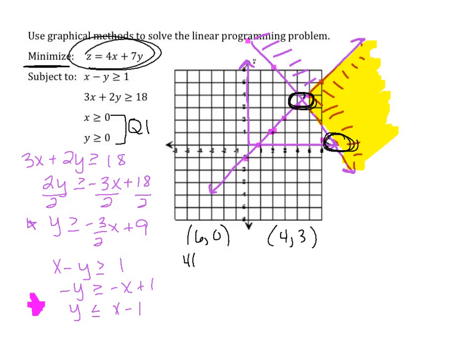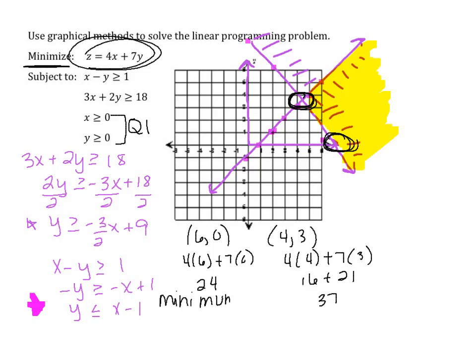So 4 times 6 plus 7 times 0 would give us 24. 4 times 4 plus 7 times 3 would be 16 plus 21. Well, that's already above, so it would be 37. So our minimum of 24 is at the point 6, 0.